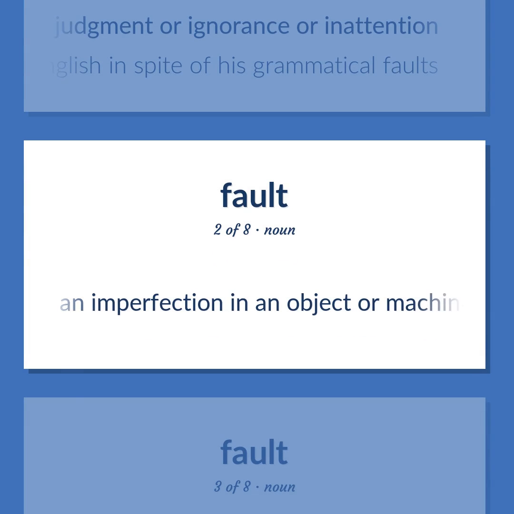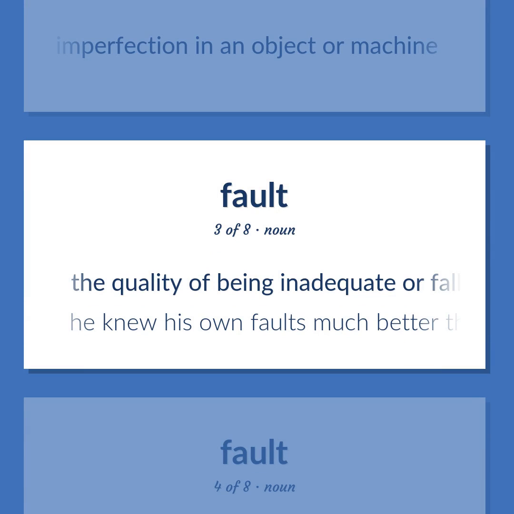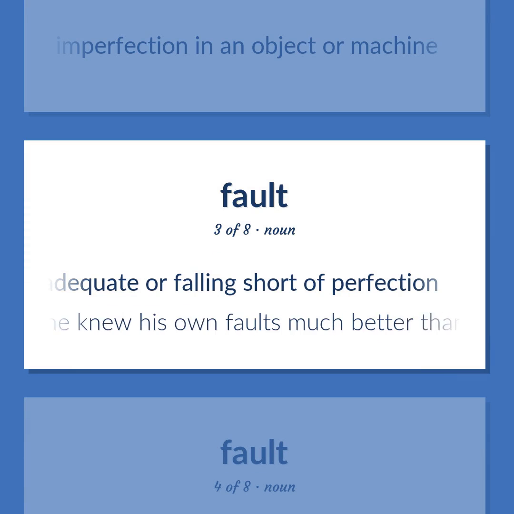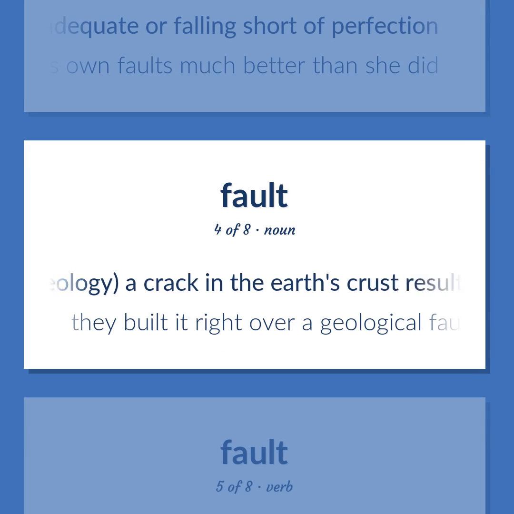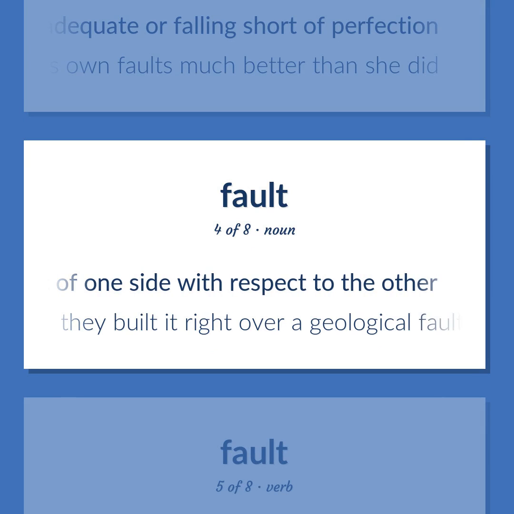An imperfection in an object or machine. The quality of being inadequate or falling short of perfection. He knew his own faults much better than she did. Geology. A crack in the Earth's crust resulting from the displacement of one side with respect to the other. They built it right over a geological fault.